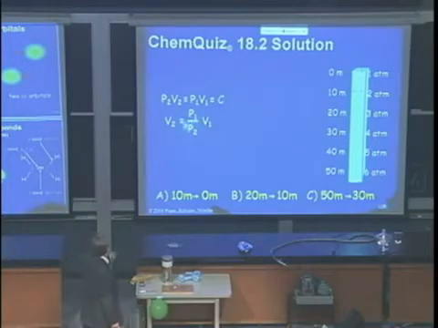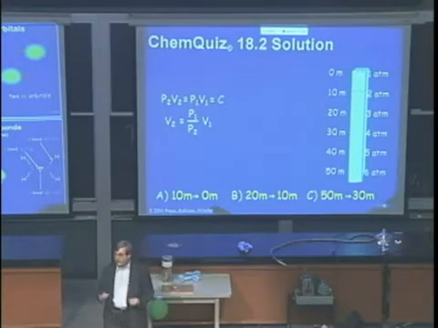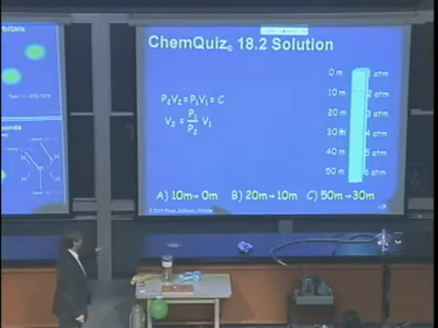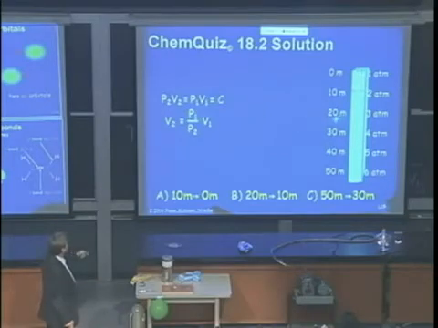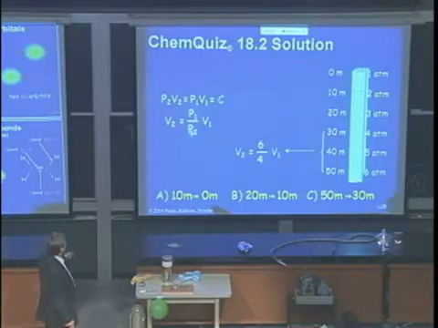So V2 is P1 over P2 times V1, that's 6 atmospheres over 4. Let's go with this case, 50 to 30. 6 divided by 4, so this is, what is it? 1.5 times the initial volume, okay? So the volume at 30 meters is 1.5 times the initial volume at 50 meters. Now let's do the next one, 20 to 10. So you have P1 is, let's see, this is probably written here, okay? So this we established. This one, 20 to 10, is 3 divided by 2 times V1.